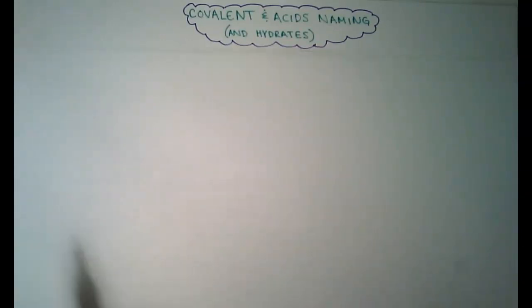And last but not least, let's talk about naming acids. So we have binary acids and we have ternary acids. And we've already talked a good bit about the names of acids because it's necessary to understand the naming rule to be able to figure out the chemical formula. So this probably is pretty familiar, but we're going to go through it anyway.